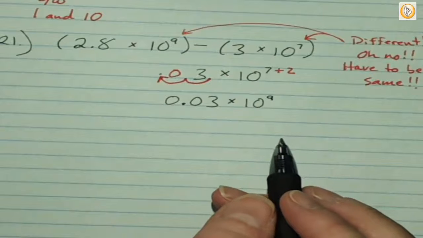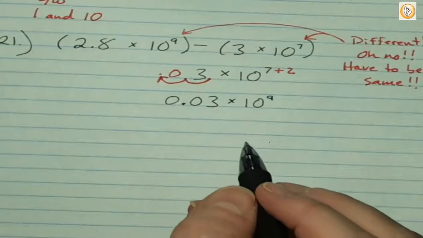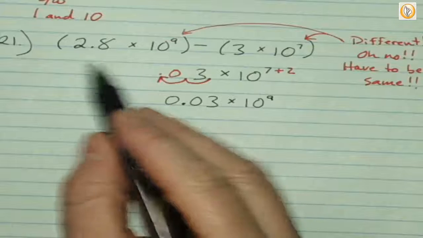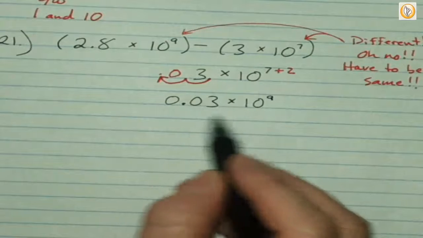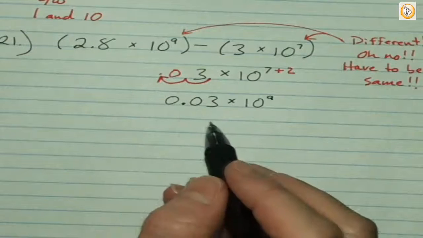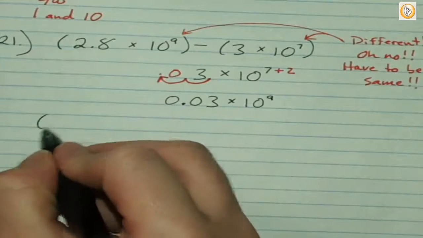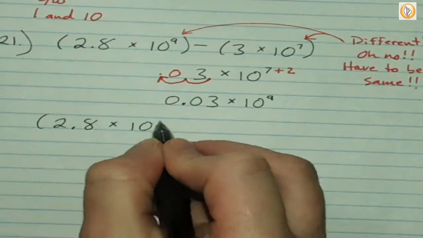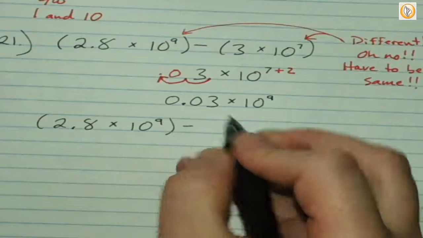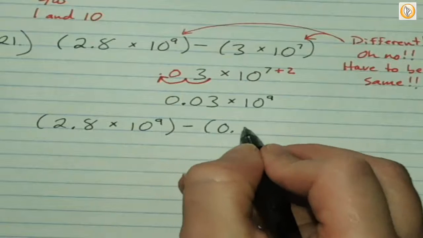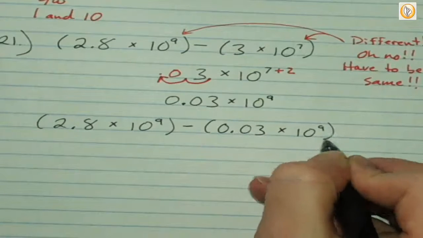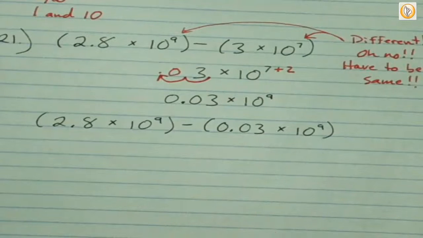Any questions? Yes. How come, what do we do, because it's not between 1 and 10? We haven't subtracted it yet. So this is okay if it's not between 1 and 10 because it's not our final product. Oh, okay. That's a good question. So now I'm going to rewrite my problem with my new number here, 0.03 times 10 to the 9th power. So now they're the same.